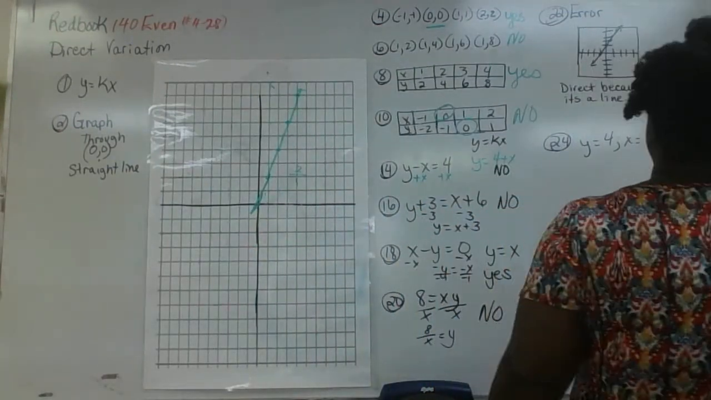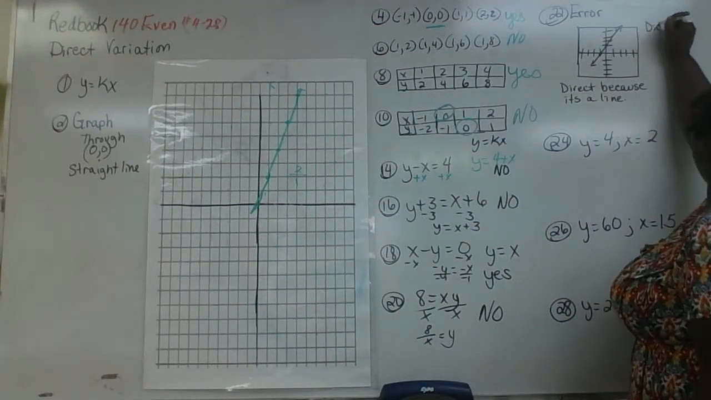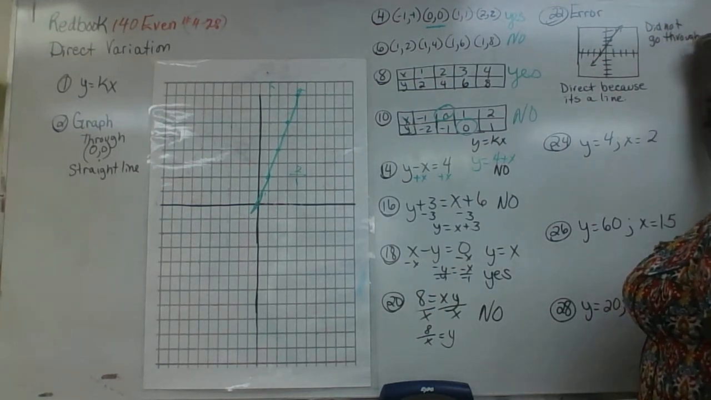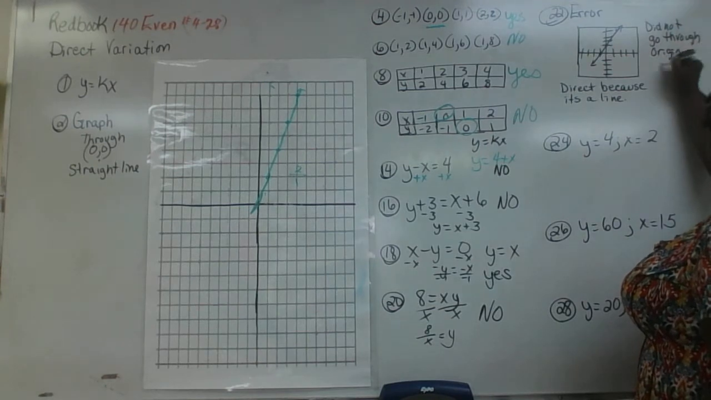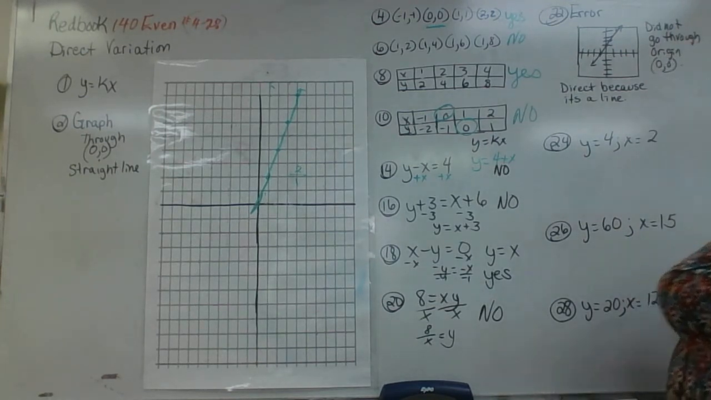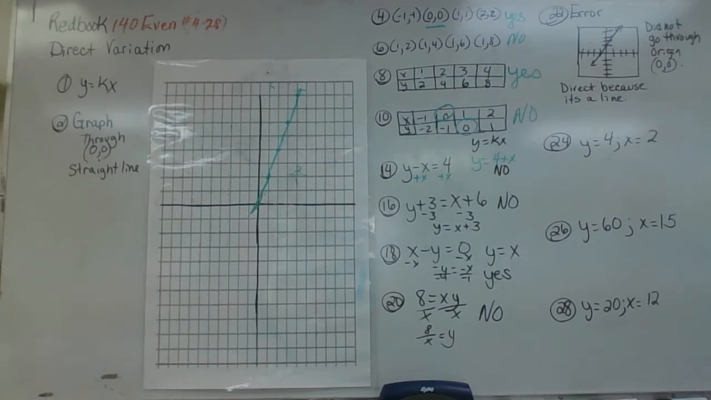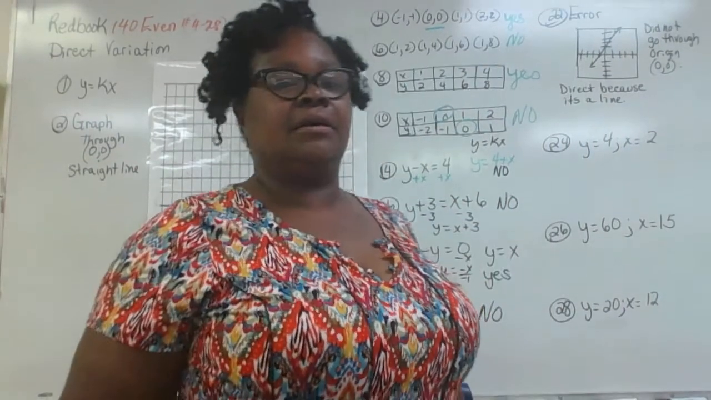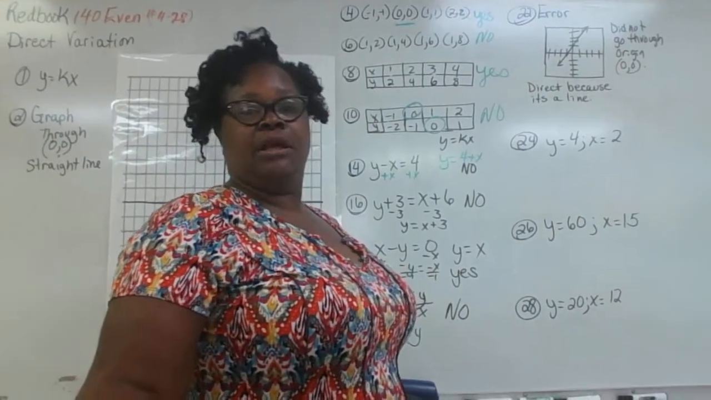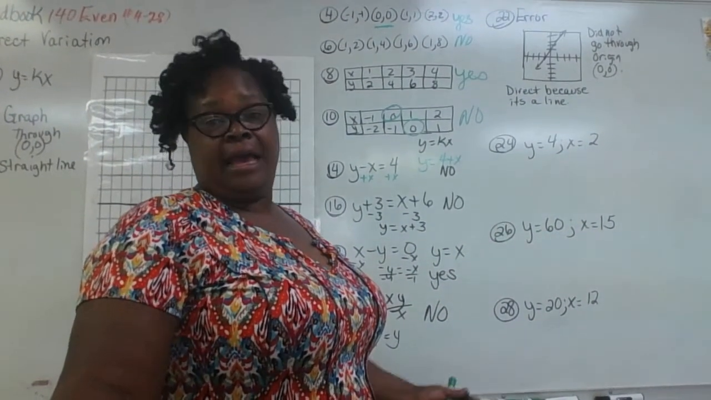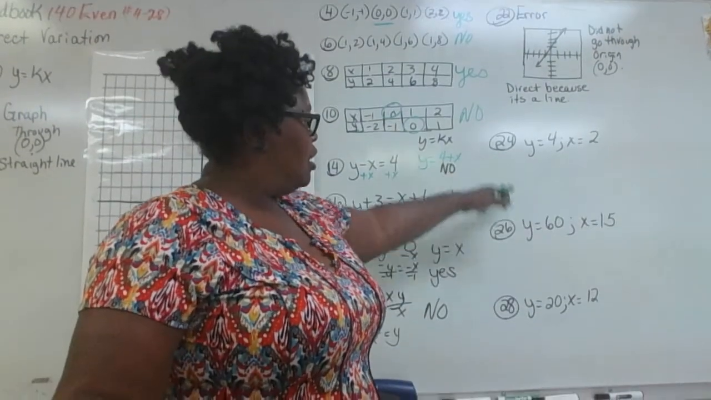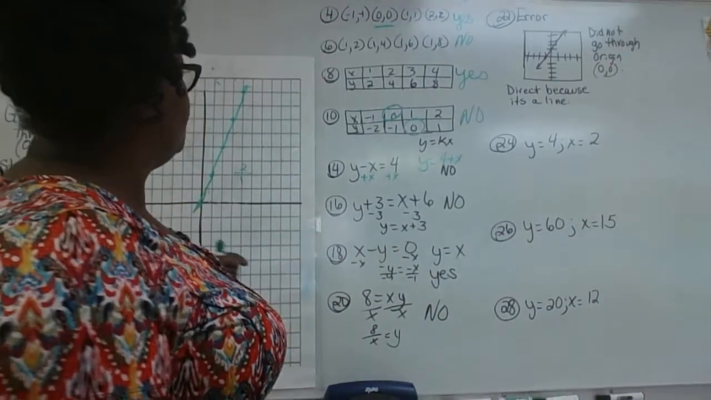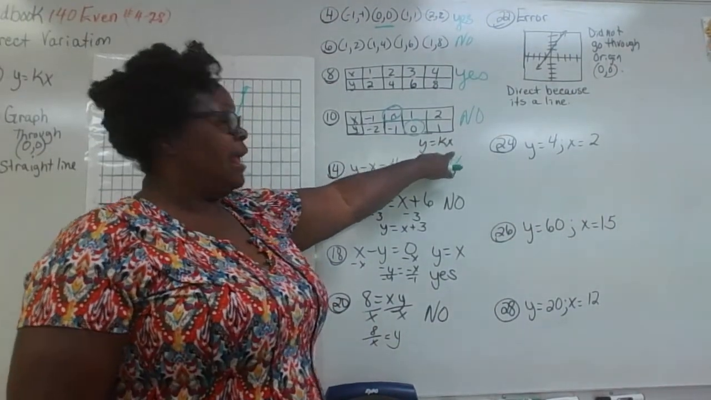So the error is, did not go through origin, which is 0, 0. Okay? All right. So now let's take a look. If we have a y and if we have an x, we can write the y and x in direct variation form as indicated. They're telling us that these are direct variations, and they want us to write the direct variation form y equals kx.